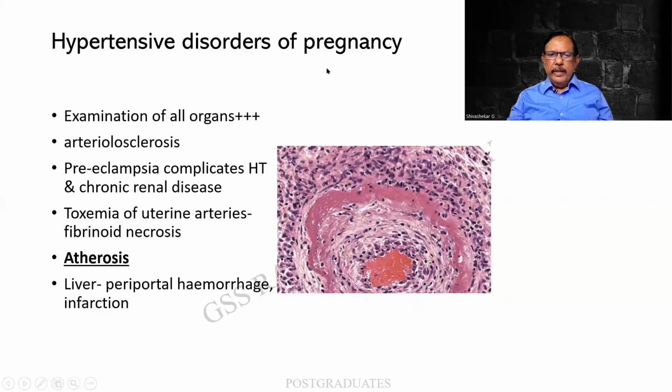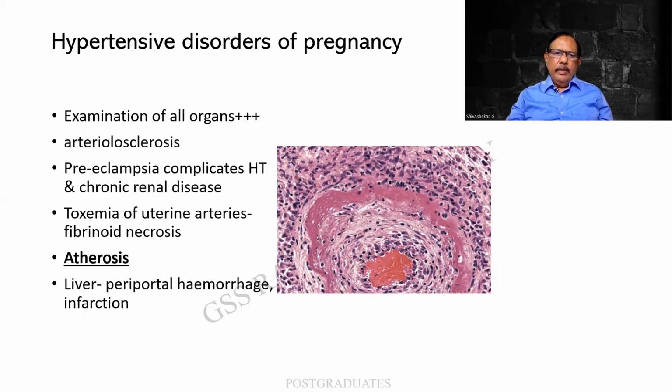Hypertensive disorders of pregnancy, again I'm continuing. In this one, obviously the patient is dead, we are dealing with death or an autopsy. Therefore, examination of all organs is mandatory. Look for arteriolosclerosis. Preeclampsia complicates hypertension, and there can be any other chronic renal disease also.